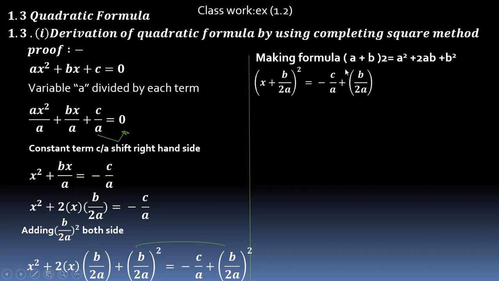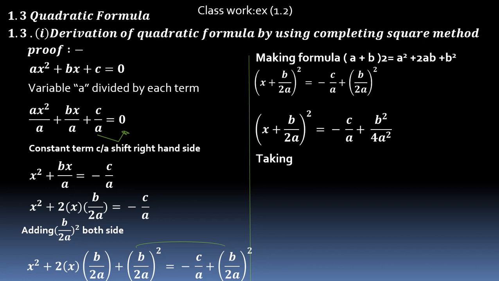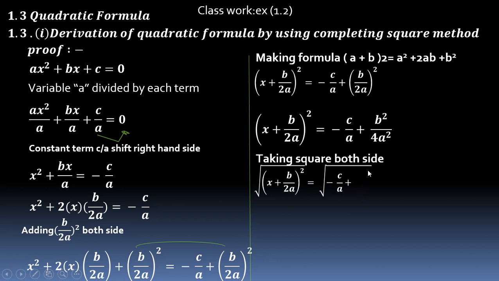Here a value is x, b value is b upon 2a, and the whole square is equal to minus c upon a plus (b upon 2a) squared. b squared is b squared, 2 squared is 4, and a squared is a squared. So we are taking the square root on both sides. x plus b upon 2a whole squared and the root cancel each other, equal to b squared upon 4a squared minus c upon a.